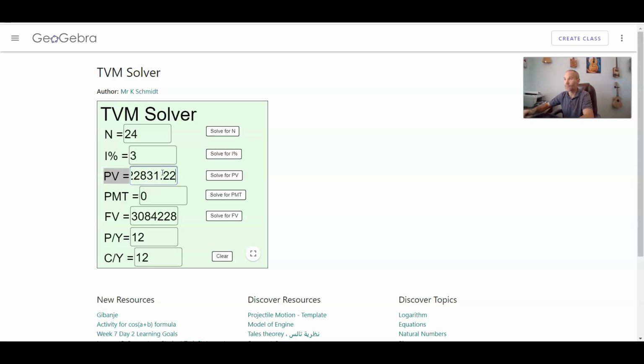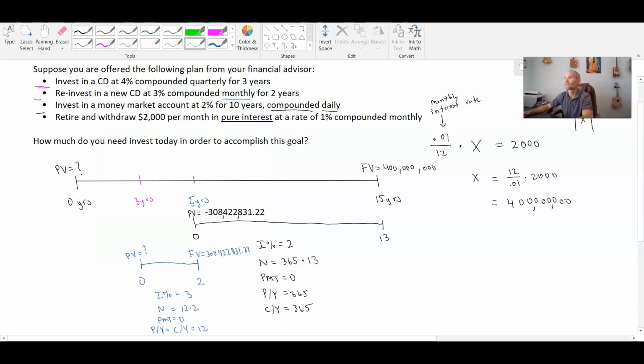Okay, so now we have that information in here. I want to solve for present value. You don't necessarily need to clear it, but 24 months, 3%, future value that I require after those 24 months is the 308 million. PY and CY are 12. Solve for present value. Okay, that amount is smaller. So this means that I need to invest this at time 0. Let me take out the question mark now. Question mark is gone. That is the amount that we need at that time in order to accomplish our goal of $308,422,831.22 at the 5-year mark.